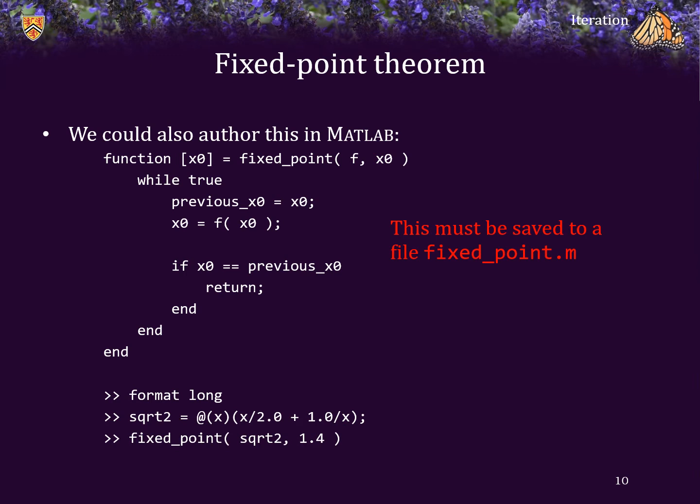We can now call fixed point with the function handle square root of 2 and 1.4 as the second argument. And we get as our answer the square root of 2 to 16 significant digits.